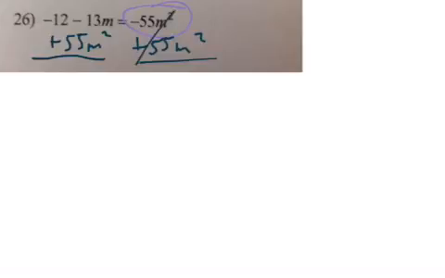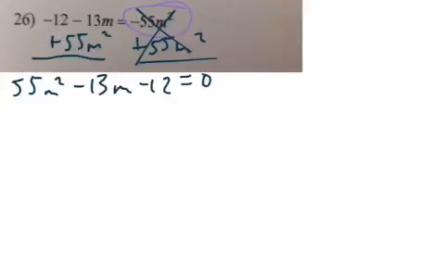And of course, 55 minus 55m squared is 0. So I'm left with 55m squared minus 13m minus 12 equals 0. Notice how I put it in order by descending power, right? Squared, then the 1, and then the constant, right? So it's also an ABC form, standard form.